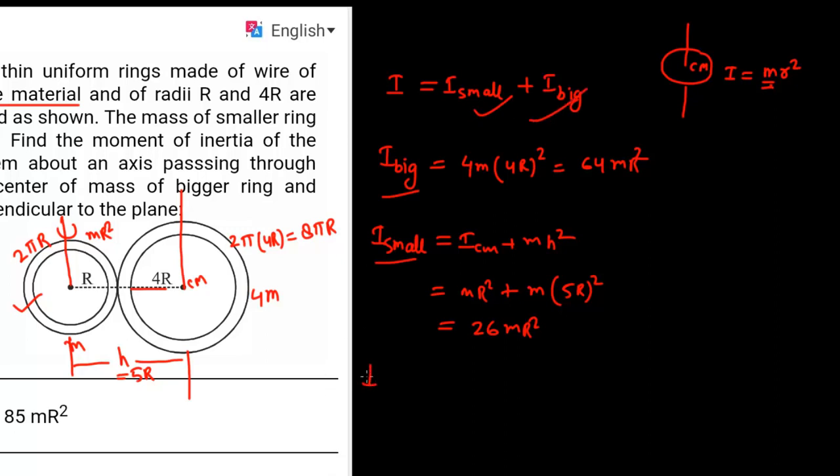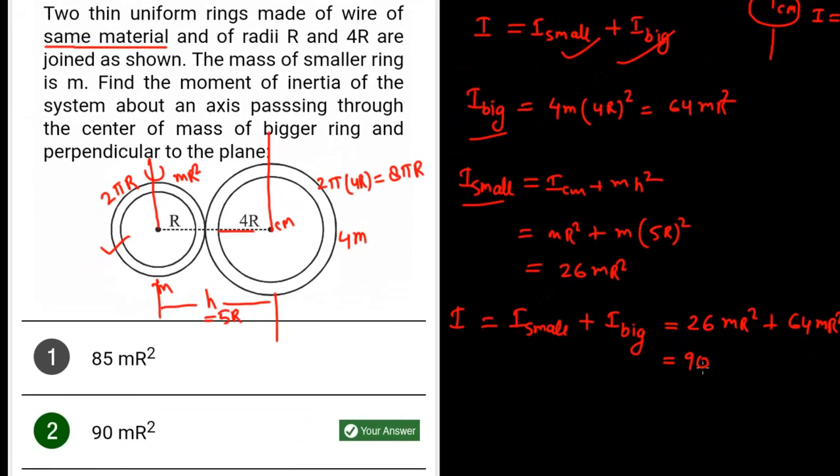Now we have got the moment of inertia of the smaller and the bigger ring, we have to put them here. So I equals the moment of inertia of the smaller ring plus the moment of inertia of the big one about the same axis. So this equals 26 m r square plus 64 m r square, which is equal to 90 m r square. So this is the correct answer.